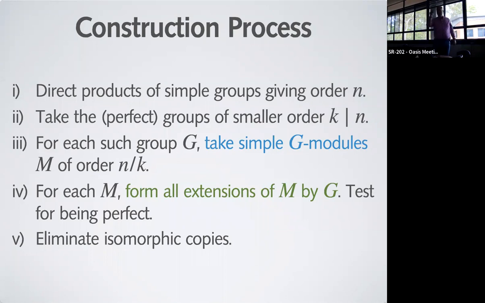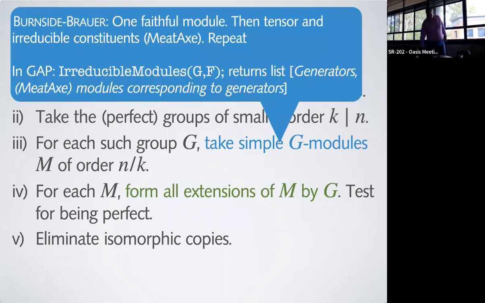And of course, some of the things I need to tell you how to do this. So let's start looking at the simple modules. How can I get the simple G modules there? I'm using the theorem of Burnside and Brouwer, which says that if you have a single faithful module and you tensor it up and look at constituents and continue tensoring and looking at constituents until you don't get any new isomorphism types, that will give you all irreducible modules.